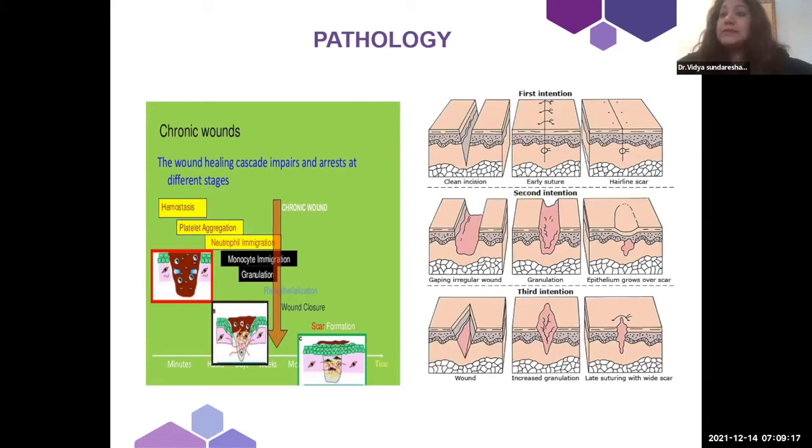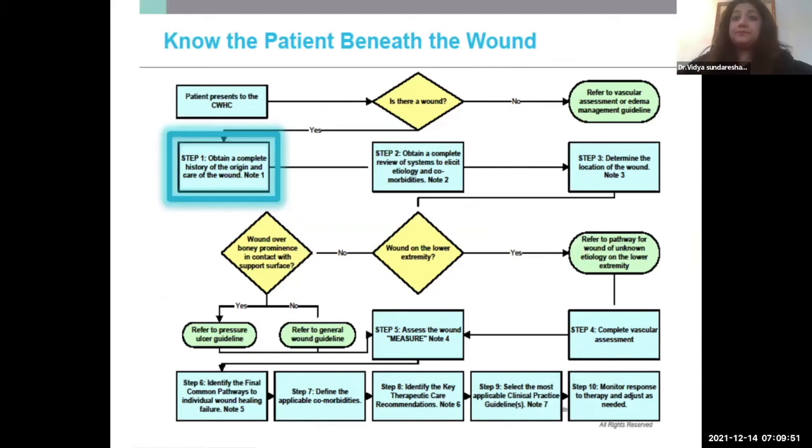I've shown in this picture when wounds heal by primary intention, secondary intention, or tertiary intention, when the size of the wound and the granulation determines what kind of healing process is going to occur, and also whether there's going to be healing with scarring, how much of that scarring is going to occur, whether there's epithelium that grows over the scar, whether this is going to lead to a big scar. All these are different outcomes associated with wounds.